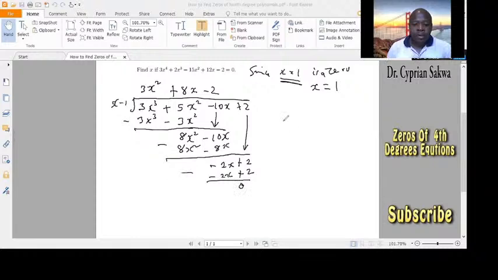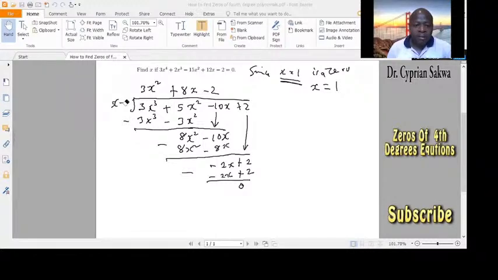So what do we have? What we have now is that this cubic equation can be factorized. So let's just write what we have currently.